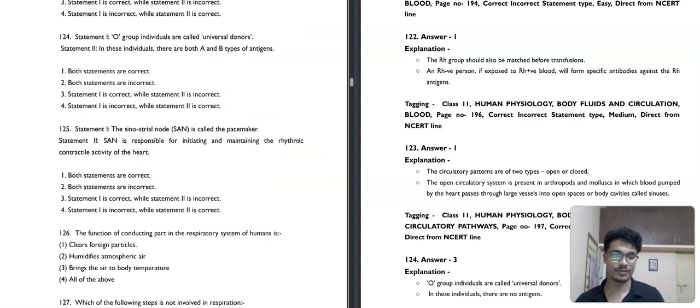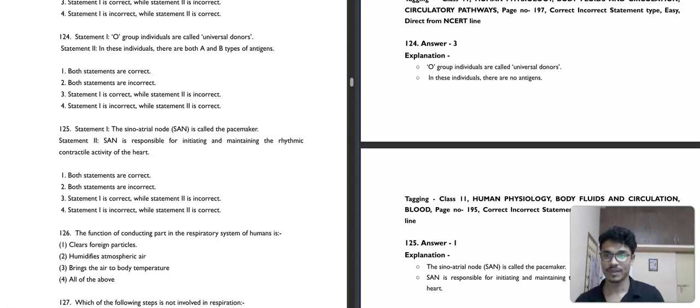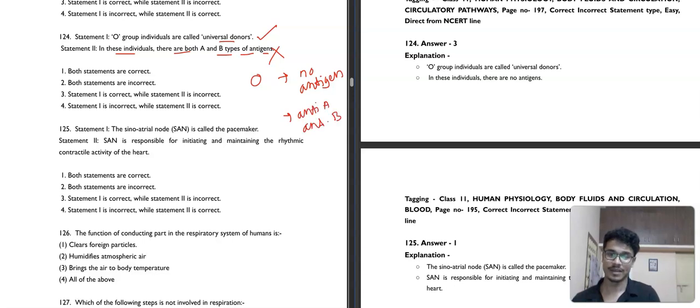Then question number 124. It is saying that O group individuals are called universal donors. Yes, they are universal donors. Do they have both A and B type of antigen? No. Blood group O has no antigen, and it has anti-A and anti-B antibodies. So the first statement is correct, but the second statement is not correct. So third is our correct answer.